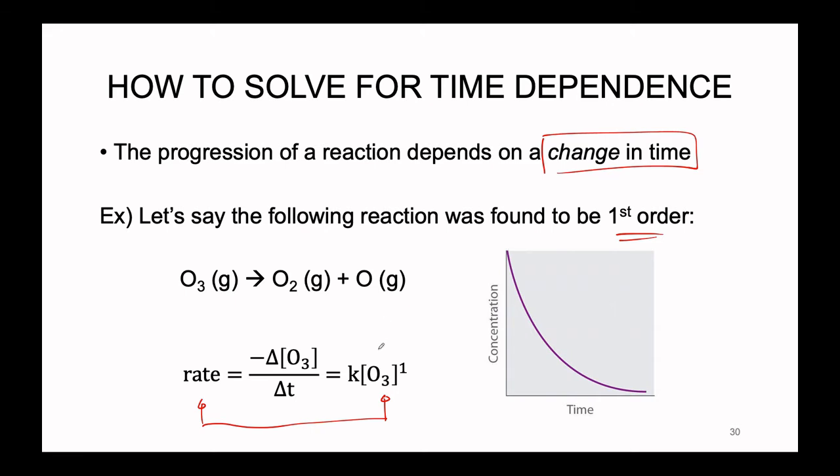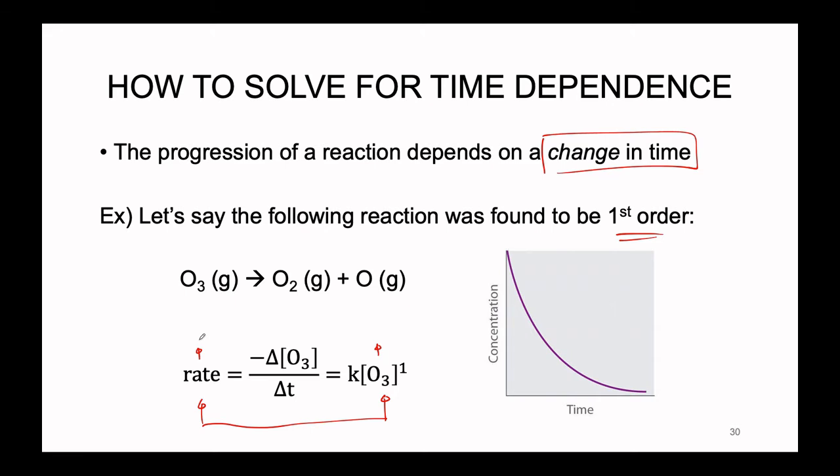This tells us that as the concentration of our reactant increases, our rate is going to increase proportionally, right? So if we double the initial concentration of our ozone, we would see a doubling of the rate. If we triple the concentration of our ozone, we would see a tripling of the rate, etc.